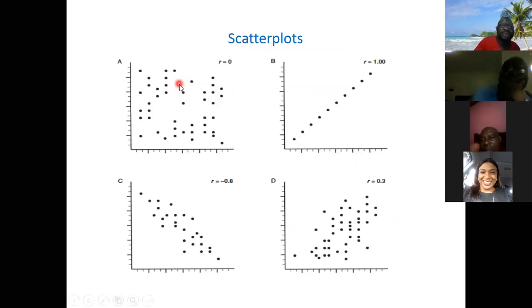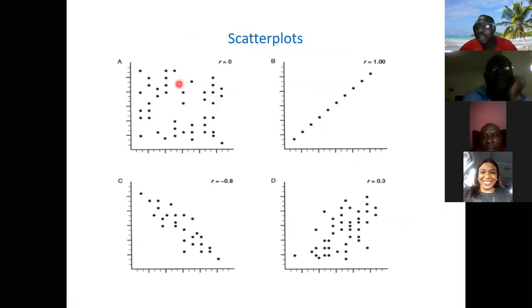But look at this one, 0. You cannot see a pattern. And when you cannot see a pattern either up or down, it's 0. But look at this one. You can still see a pattern going down, but they are not on a straight line. It's a negative correlation. It's minus 0.8. Can you see? Look at this one. It's scattered somehow, but you can still see that it's going up. This is plus 0.3. But if it's on a line, that would be 1, either positive or negative. Okay, on a line.